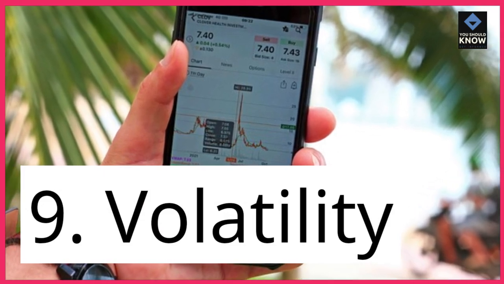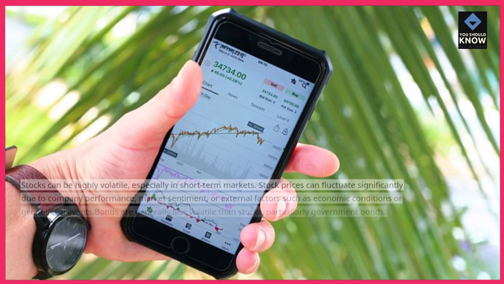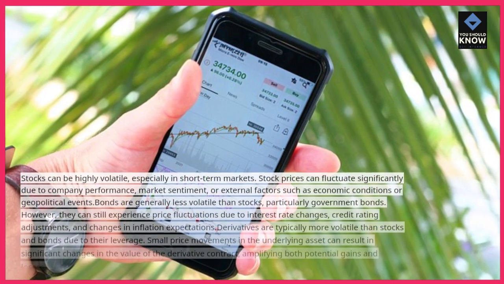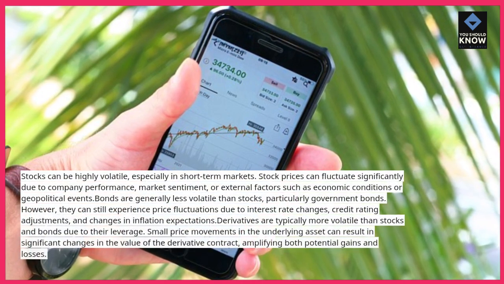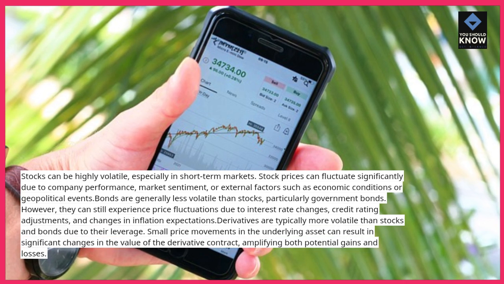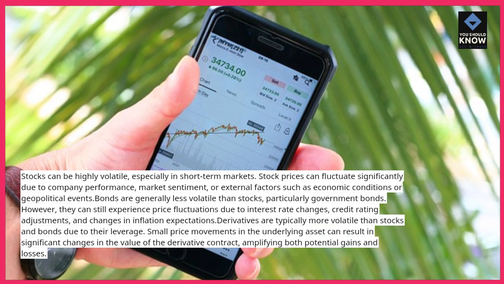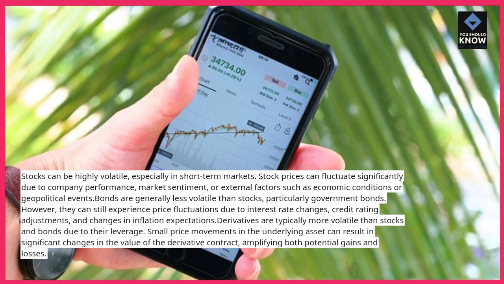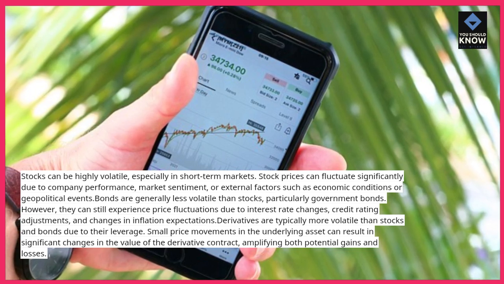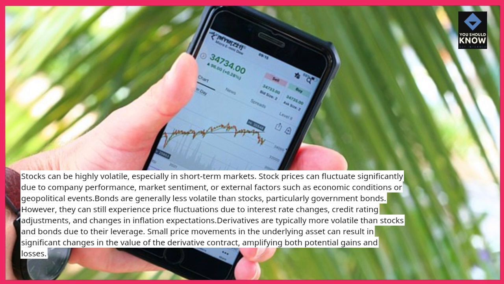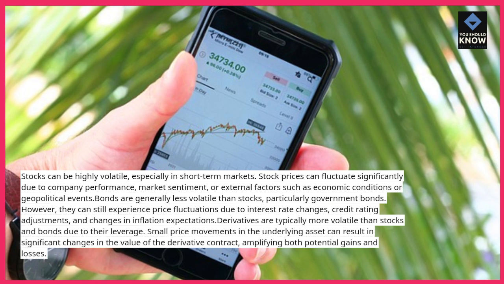9. Volatility. Stocks can be highly volatile, especially in short-term markets. Stock prices can fluctuate significantly due to company performance, market sentiment, or external factors such as economic conditions or geopolitical events. Bonds are generally less volatile than stocks, particularly government bonds. However, they can still experience price fluctuations due to interest rate changes, credit rating adjustments, and changes in inflation expectations.